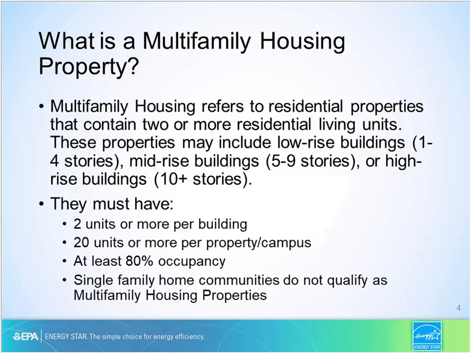Multifamily housing properties must have 2 units or more per building, 20 units or more per property or campus, and have at least 80% occupancy. Single-family home communities would not qualify as a multifamily housing property. However, townhomes would qualify as long as there are 2 units or more per building.